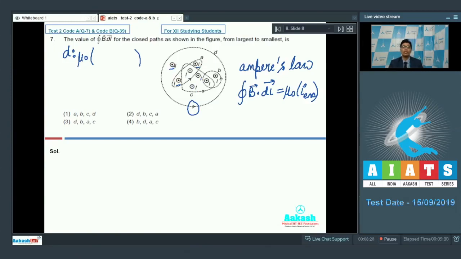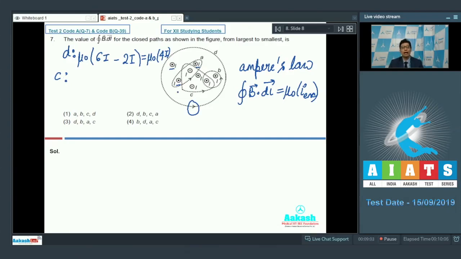The outward currents in total are 1, 2, 3, 4, 5 and 6. So 6I are positive currents, whereas inward currents are 1 and 2. So 2I are inward currents which will be taken as negative. So the total will be equal to mu naught multiplied by 4I. Now dear students, let us try to find out the value of B dot dl for the next path. Let us consider path C.